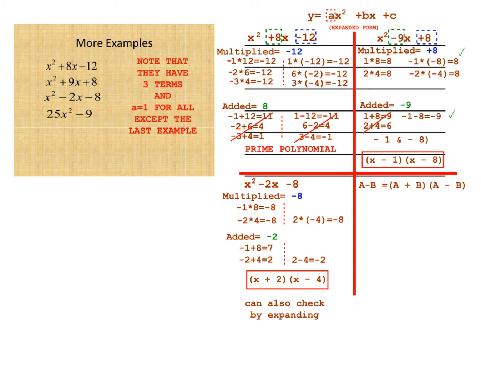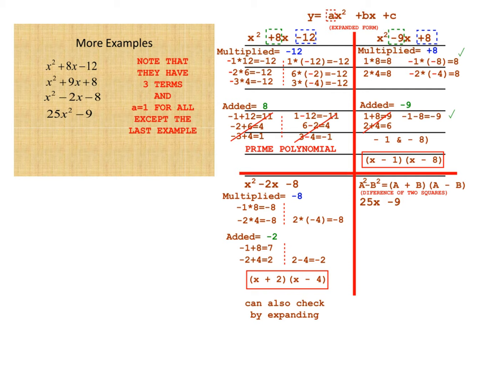Okay, for the next one, 25x squared minus 9. Well, that looks like a difference of 2 squares. So let's write the formula. a squared minus b squared is equal to a plus b in one parenthesis times, in the other parenthesis, a minus b. Once again, keep in mind, difference of 2 squares. Always write your formulas just before your problems or at the top of your page. It makes it easier to visualize.